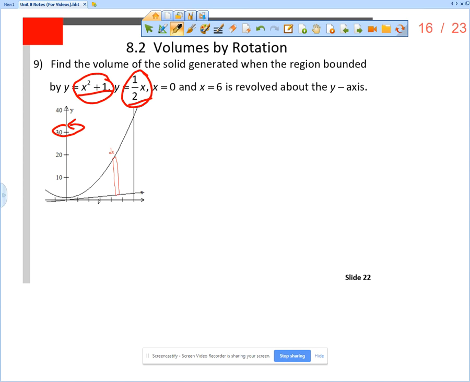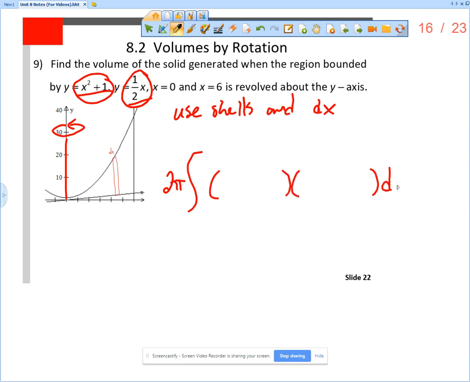So we're going to use a dx, which is parallel to the axis of rotation. That means we're going to be using the shell method. So use shells and dx. This is what we've decided based on how much easier it would be to use this method. Now I set up 2 pi times integral of radius times height with respect to x. Radius, how far is this from the axis of rotation? So it's x minus, well, whatever the axis of rotation is, 0.